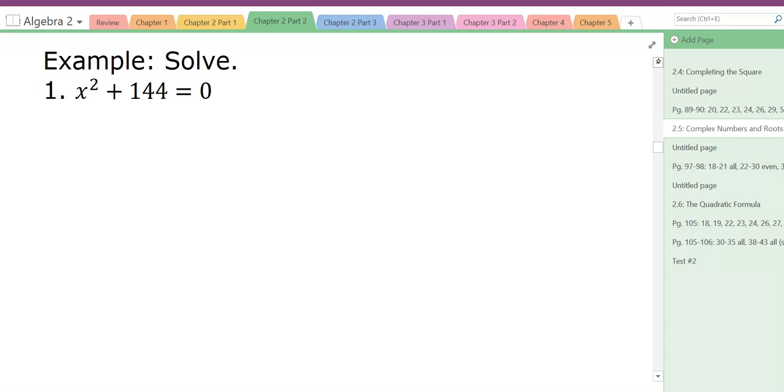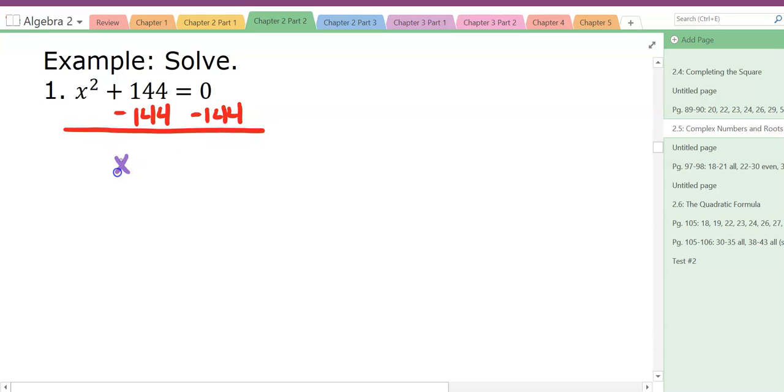So if I had something given to me like this one, x squared plus 144 equals 0, the first thing that I would do is try to get x squared alone. Like you guys would have done when we were using our square root property. You want it to say x squared equals and all of your other stuff. So I'm going to subtract 144. So I have x squared equals negative 144 now.